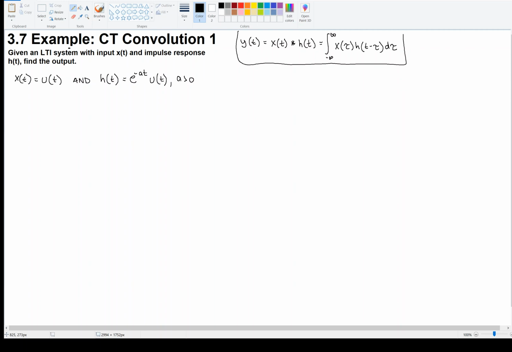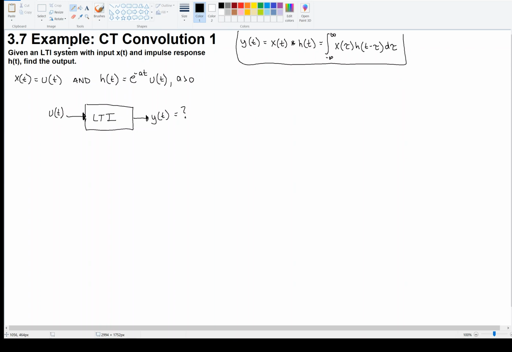Now, before we get to mathematical details and so forth, let's understand what the problem is asking us to find. So we have a linear time-invariant system like this, and we're told that we're going to apply the unit step as a signal at the input, and we want to figure out what is the output.